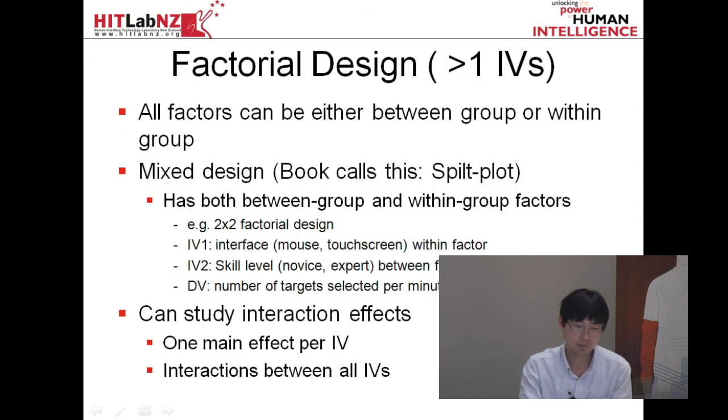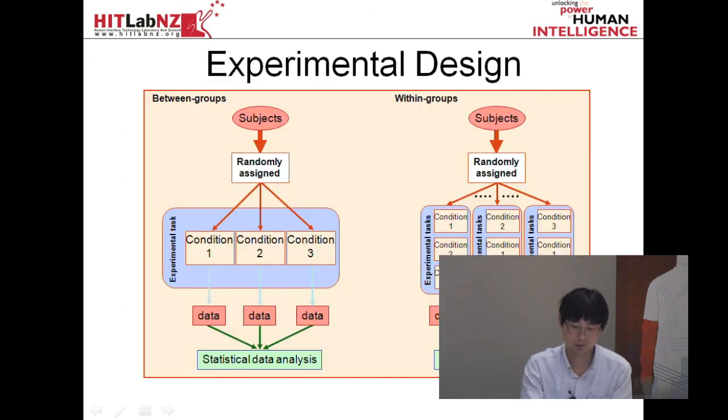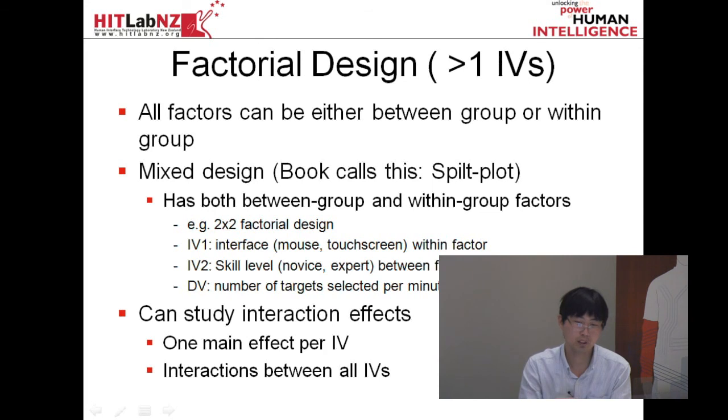So far we've been talking about only one independent variable. If you have more than one independent variable, then it's called a factorial design. In comparison, if you have only one independent variable, it's called a simple design or basic design. If you have more than one, it's factorial design. In some cases, both of the independent variables could be between group or both within group. But in some cases, you might have to mix them.